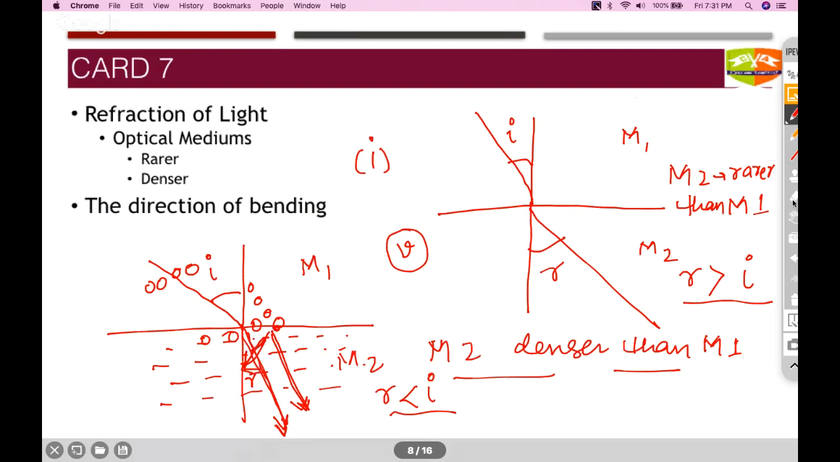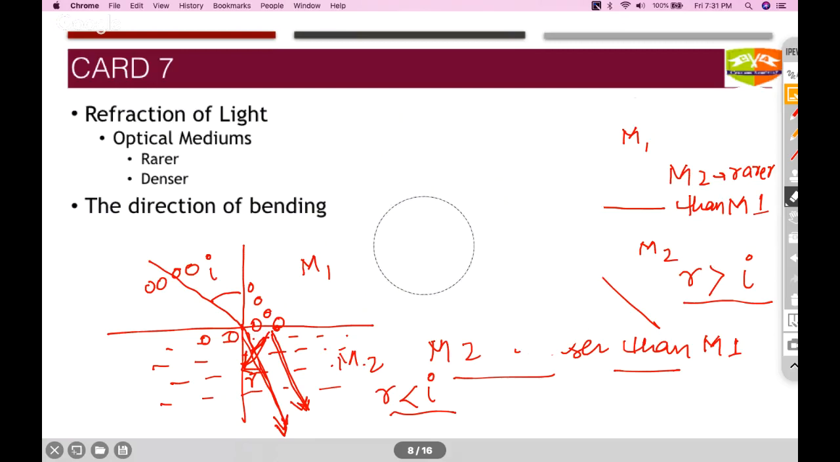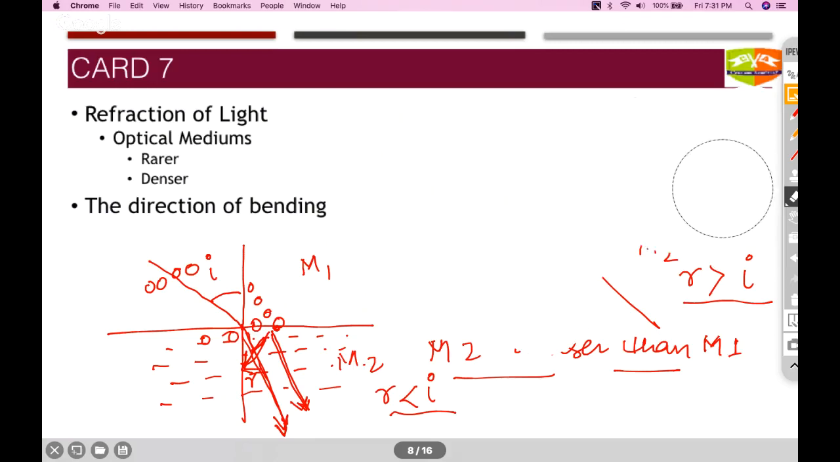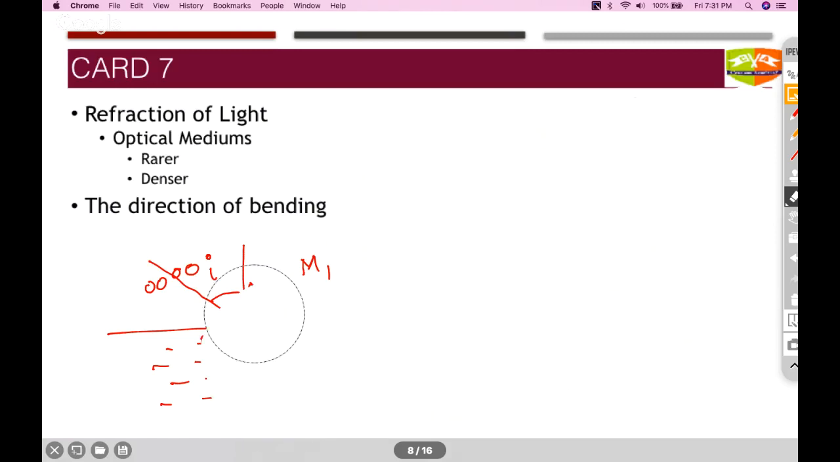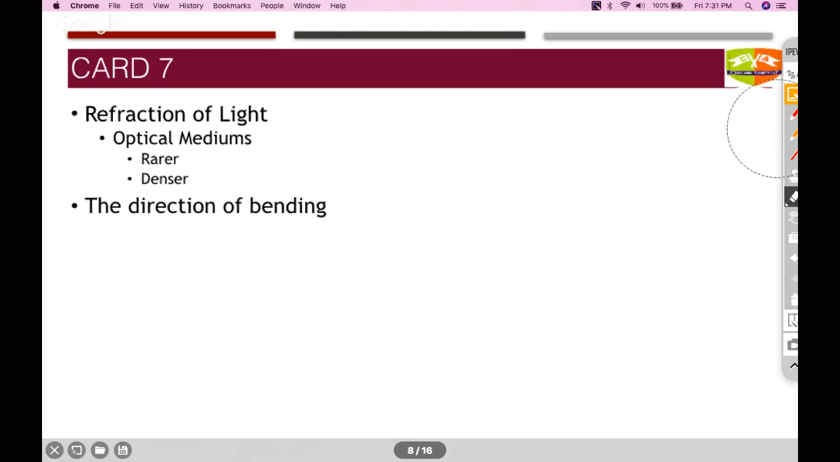So always remember that whenever light goes from a denser medium to a rarer medium, the bending will happen away from the normal. Whenever the light goes from a rarer to a denser medium, the bending will happen towards the normal.